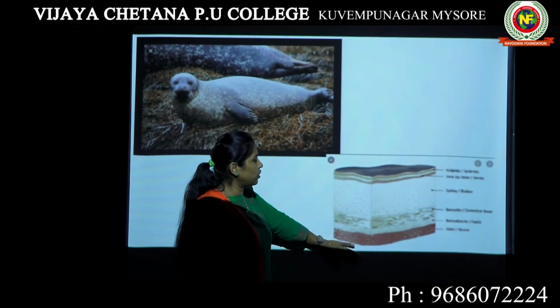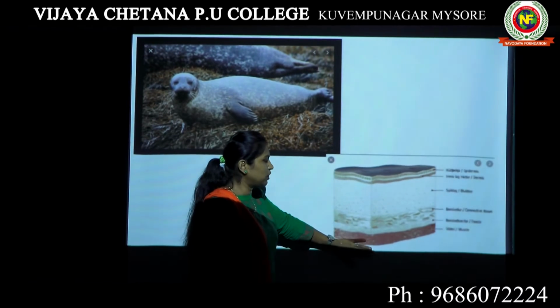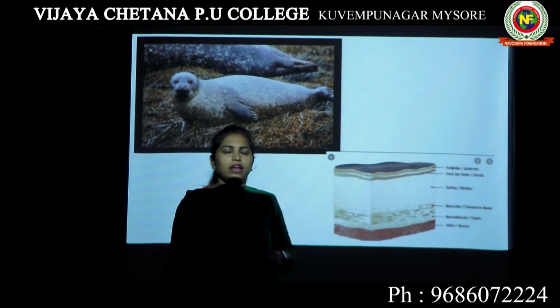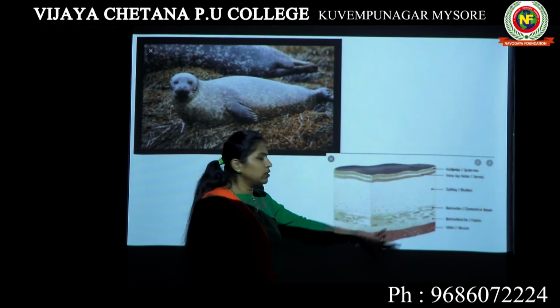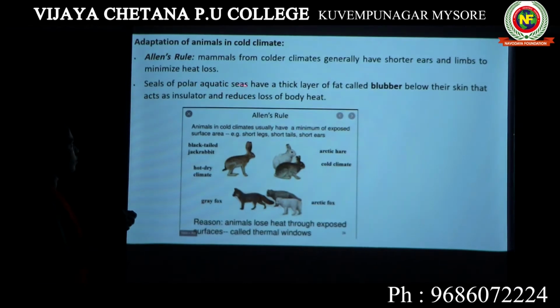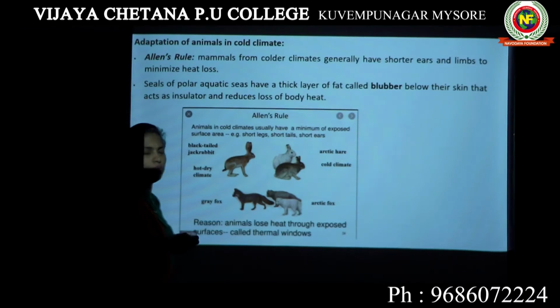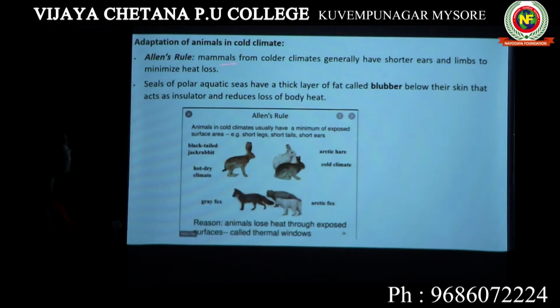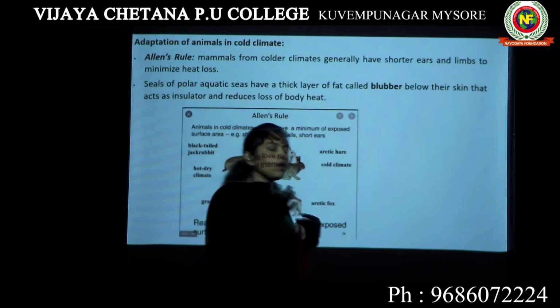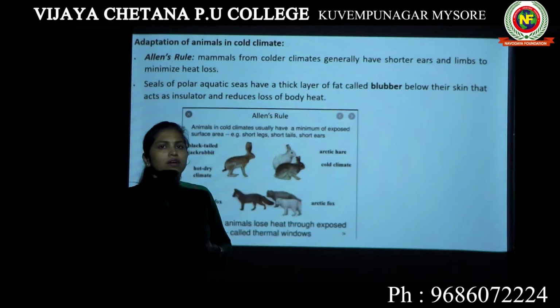So it does not allow the heat to escape from inside the body to the external environment. It keeps the body heat inside the body itself. This is how this mechanism, this adaptation, keeps the body of the seal warm. So these are the two adaptations of animals living in cold climate. Apart from what we studied, regulate, conform, suspend and migrate, there are certain adjustments that animals also make.